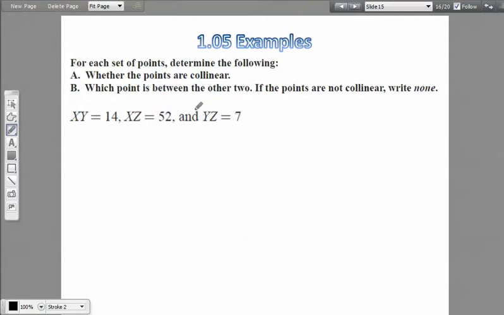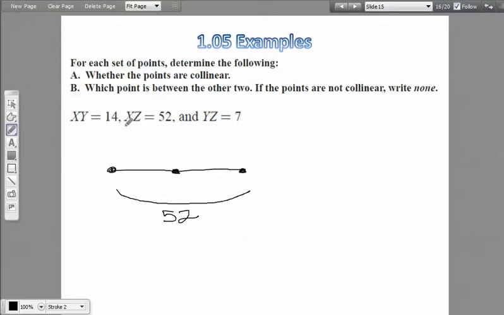For each set of points, determine whether it's collinear. Okay, so let's look. Based on what I learned in my last problem, and you notice this always looks like the middle point's exactly in the middle. Okay, 52 is the biggest number. Right there. So that means X and Z have to be the endpoints. Y is going to be in the middle.